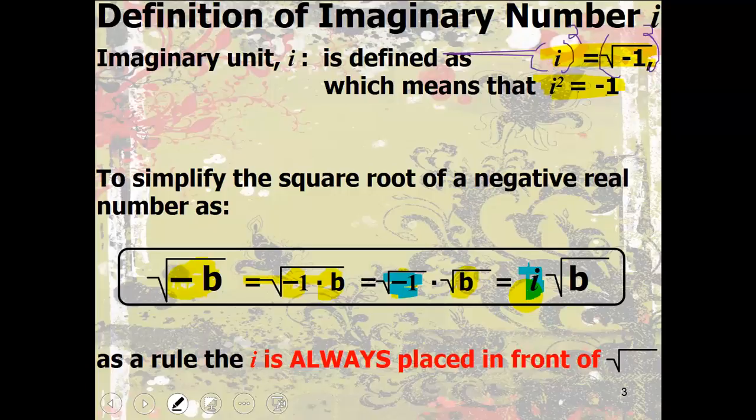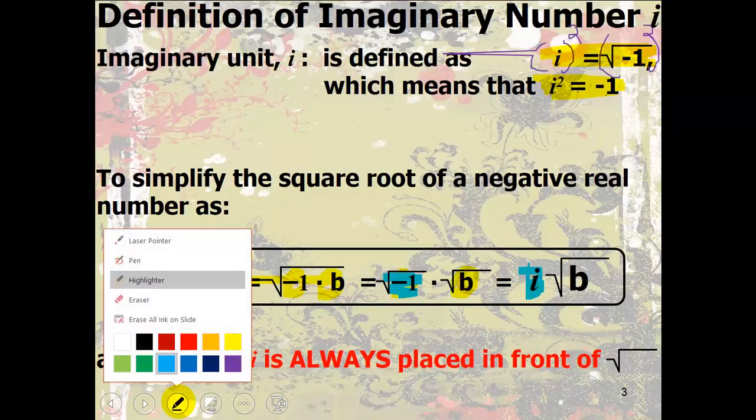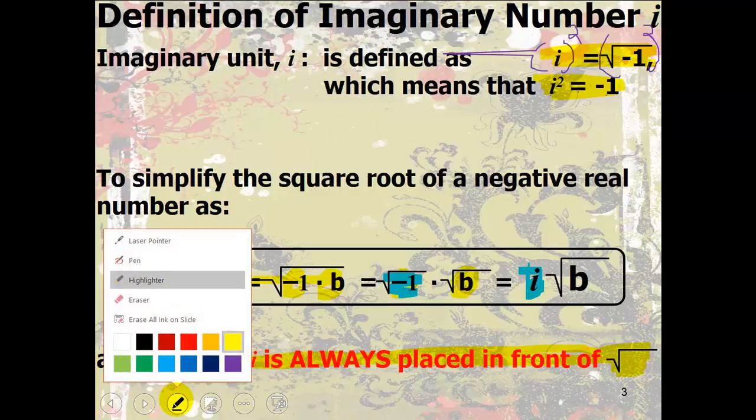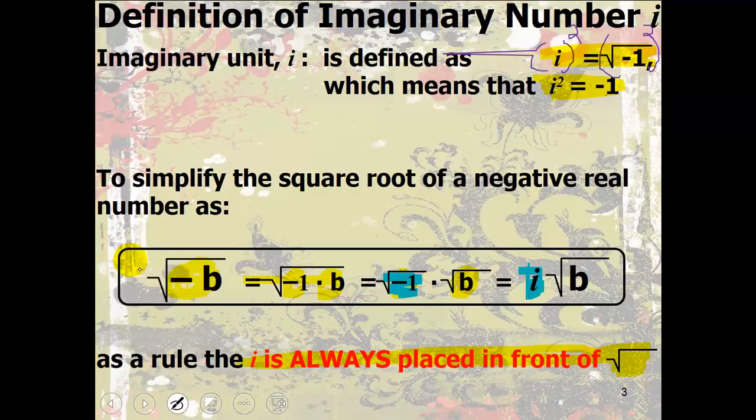Okay. As a rule, i's are always placed in front of the radical sign, but behind coefficients.